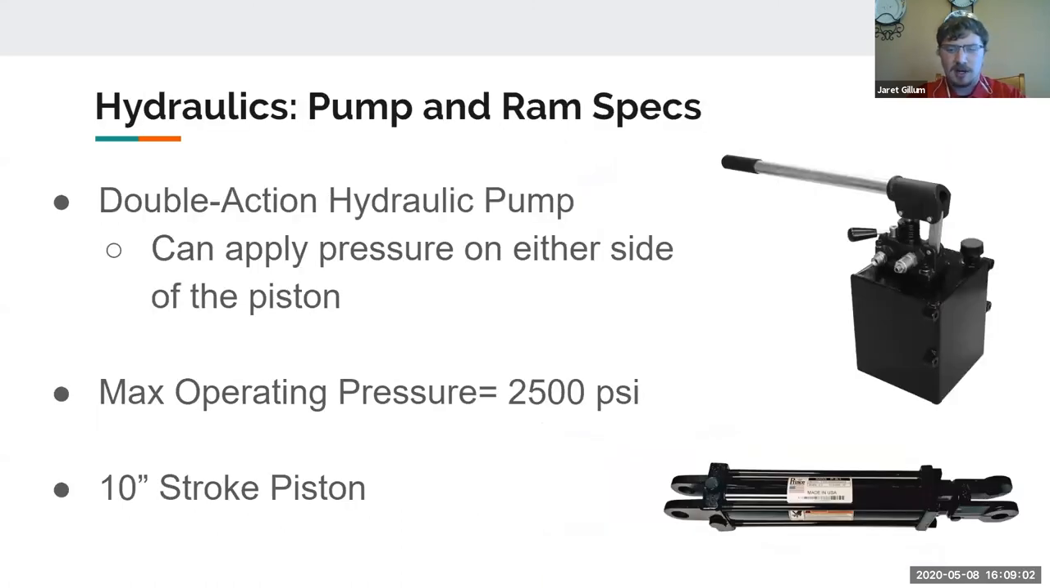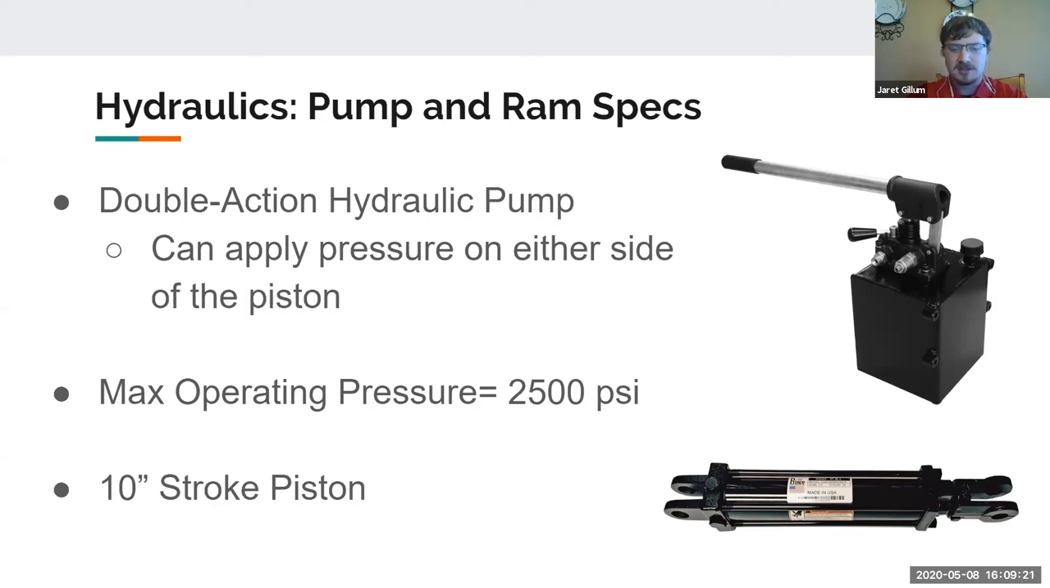So just a couple of details on our hydraulics: we used a double action pump, and this pump, with a flip of a switch, allows us to pump in two different directions. So we can actively pump the sled upwards, and we can also actively pump the sled downwards in order to provide a restraining force against the rim.